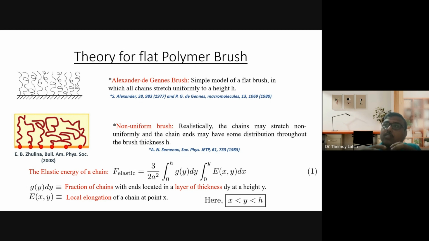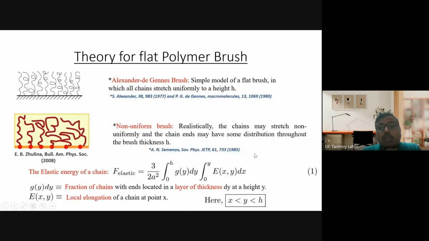Therefore, the polymer ends may have a distribution which is spread from the substrate throughout the brush thickness. Here is the figure in which the ends of the polymer chains are not perfectly uniformly stretched. The ends of some chains are lowered and some are stretched. That's why it is called a non-uniform brush, in the sense that the chains are not uniformly stretched. For this, A.N. Semenov proposed a theory in 1985.